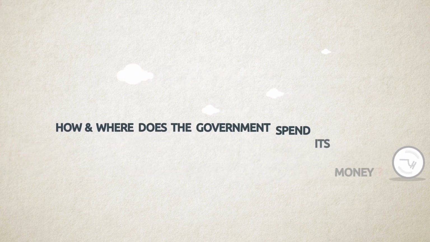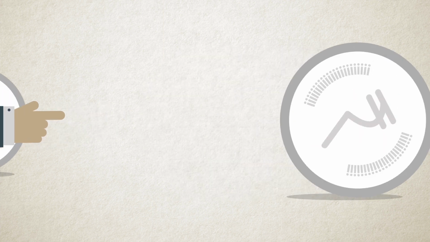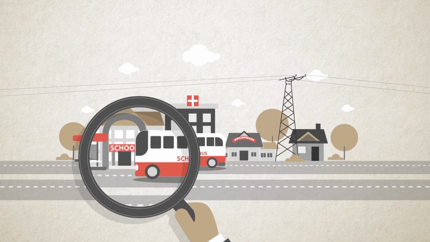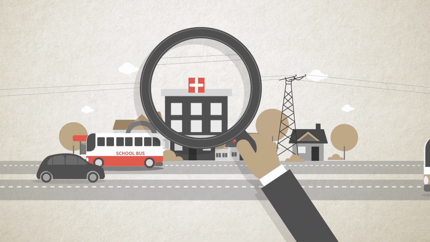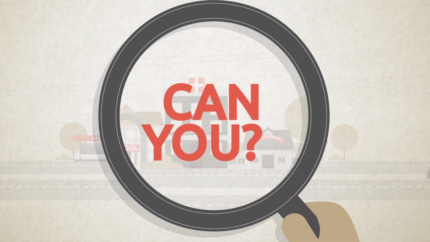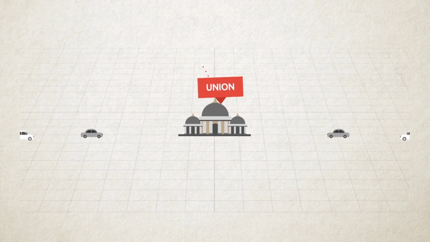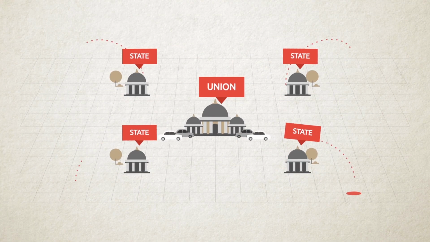How and where does the government spend its money? The government collects taxes, and it spends these to provide us services. And as a taxpayer, you should be able to track how each rupee paid as tax is spent. But can you? The government functions at three levels: the union, the state, and the local level.